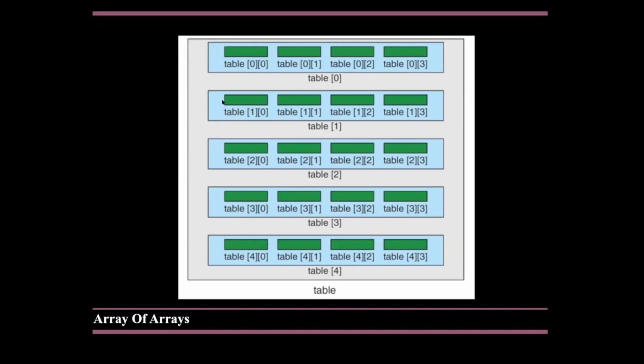This is a pictorial representation of a two-dimensional array. We call it a table here. If you look at this table formation here, array indexing, or element access, in a two-dimensional array has this syntax here. The first one is what we call the row number. The second one is our column number.